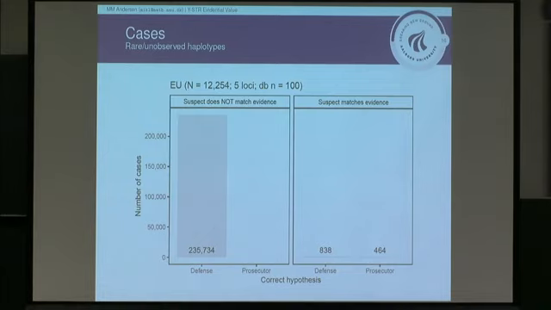Okay, as I mentioned, I restricted to rare haplotypes, so haplotypes of the suspect that are not part of the reference database. Those are the difficult ones. So we're down to 460 cases where the prosecutor is correct, and of the defense, 800 have a match, and 200-some thousand do not have a match.